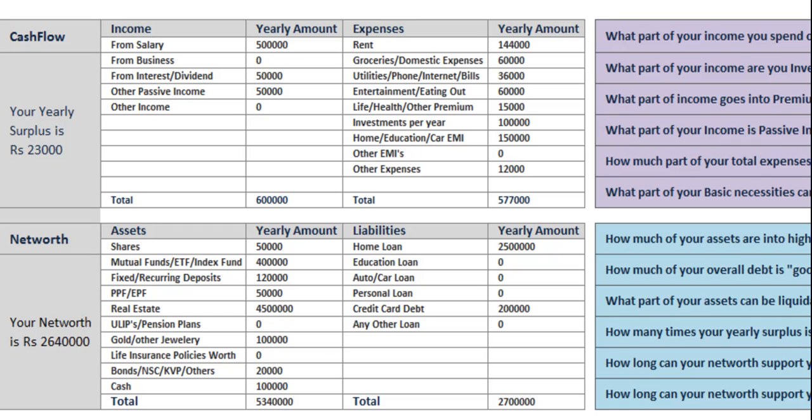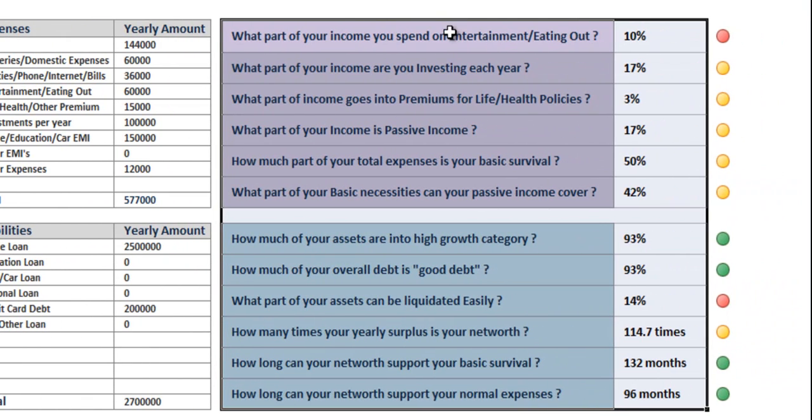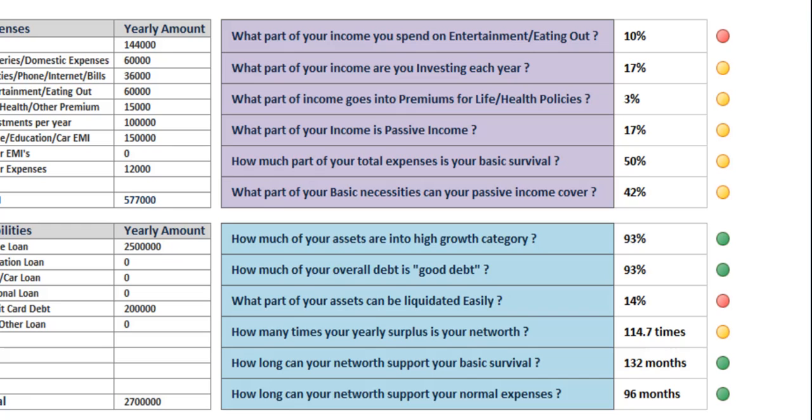So what we'll do is, if you put your cash flow numbers here, what are your incomes, what all are your expenses, what all are your assets and liabilities, if you break it down and put all those numbers, it will give you some answers which are there on the right hand side. I'll just give you an example. Let's say I put my income details. My salary is 5 lakh rupees on a yearly basis. From interest and dividend I earn 50,000 rupees, and my passive income is also 50,000 rupees on a yearly basis. So this is my total income for the year, which is 6 lakh rupees.